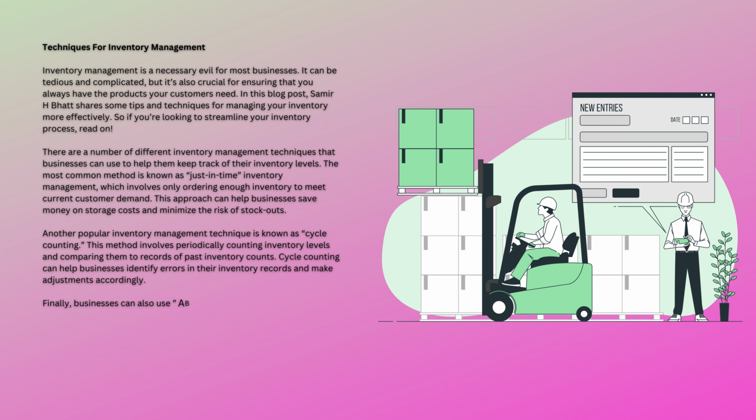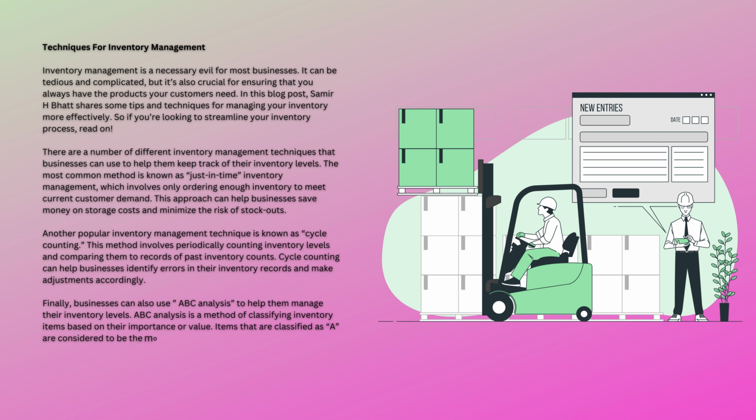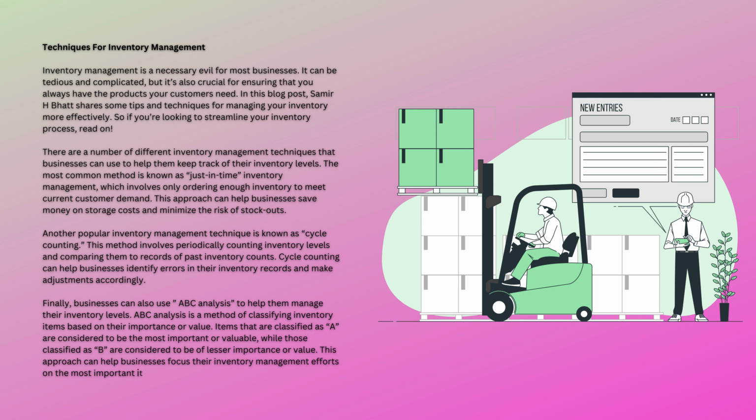Finally, businesses can also use ABC analysis to help them manage their inventory levels. ABC analysis is a method of classifying inventory items based on their importance or value. Items that are classified as A are considered to be the most important or valuable, while those classified as B are considered to be of lesser importance or value. This approach can help businesses focus their inventory management efforts on the most important items while still keeping track of all other items.